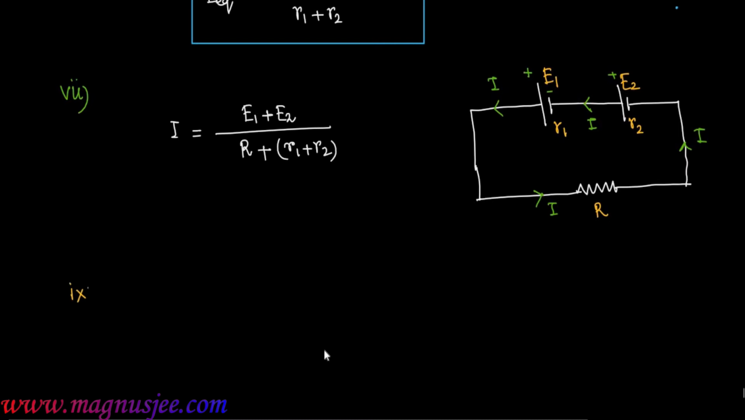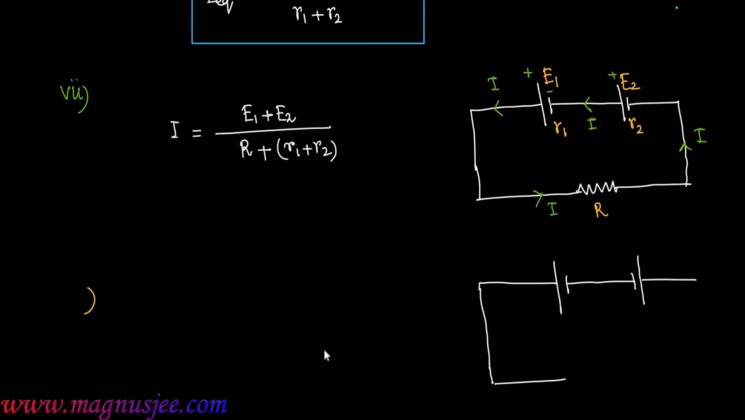I is equal to E1 plus E2 divided by R plus R1 plus R2. The next concept is number 8 concept. Two cells are connected in the reverse way. That means the negative plates of the two cells are connected to each other, and positive plates will be connected to each other through an external resistance capital R.